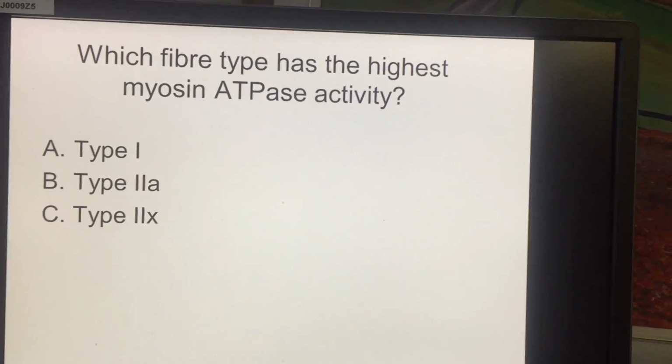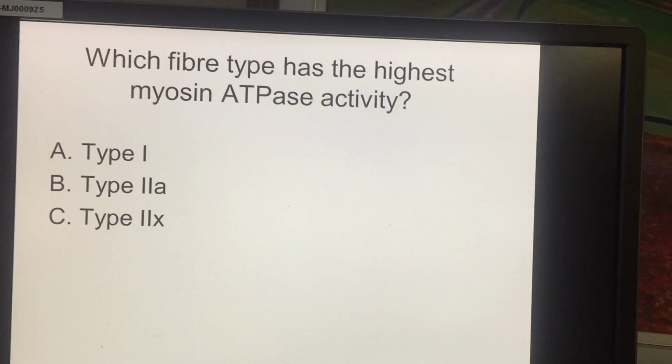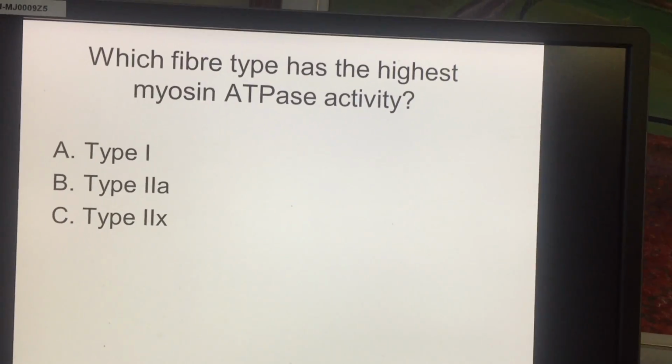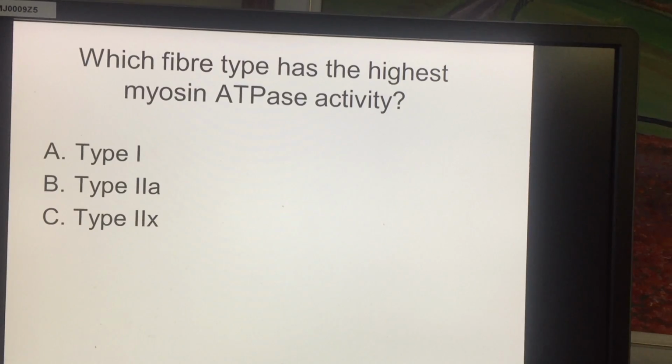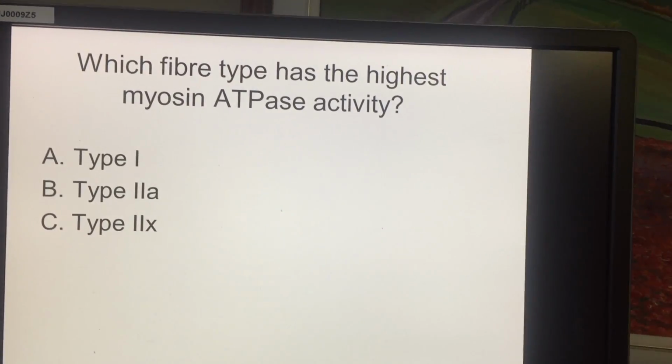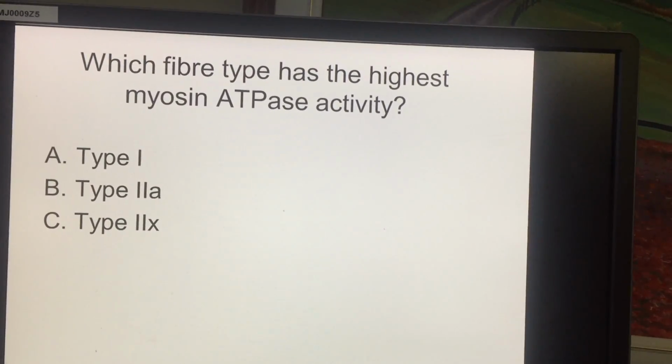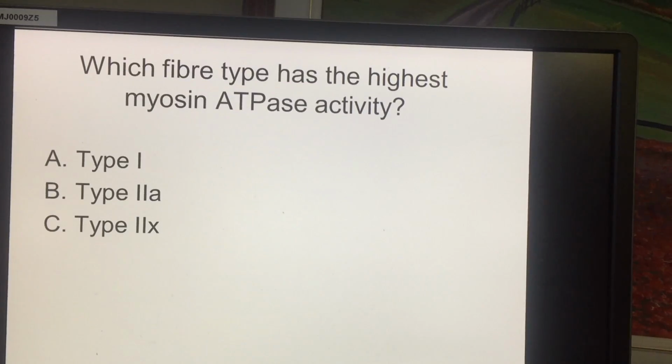Which muscle fiber type has the highest myosin ATPase activity? The answer to this question is C, type 2X. So again, this is in humans. Type 2A is intermediate. Type 1 has low myosin ATPase activity.